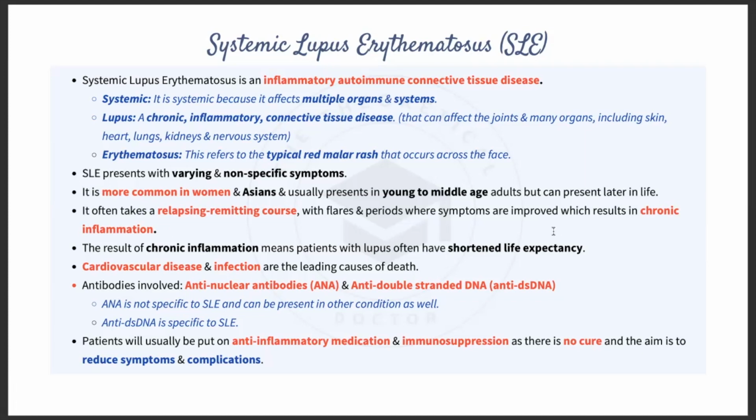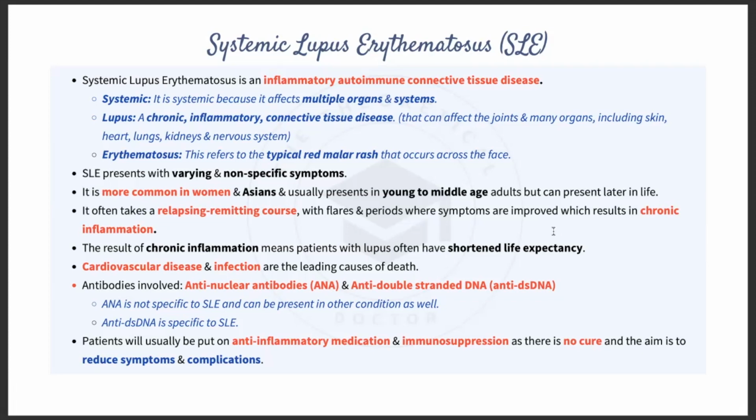The result of chronic inflammation means patients with lupus often have a shortened life expectancy. Cardiovascular disease and infection are the leading causes of that in people with SLE. The antibodies involved here are the anti-nuclear antibodies, otherwise known as ANA, and the anti-double-stranded DNA, the anti-dsDNA.